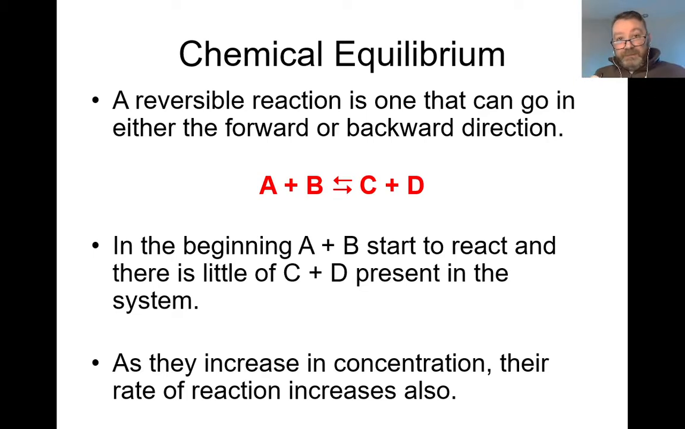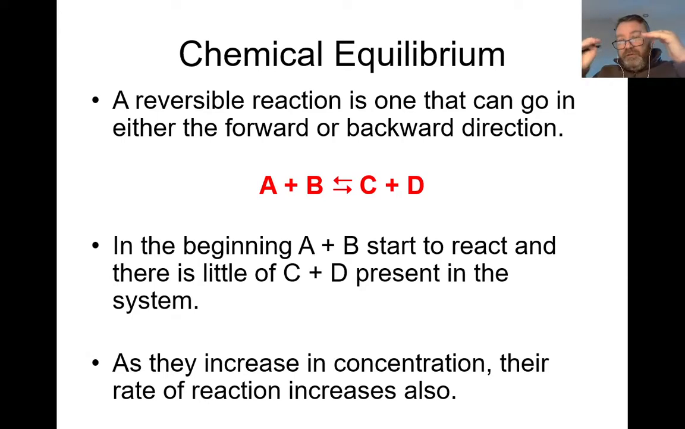When that happens, it appears that the reaction has hung in the balance, because A plus B are producing C plus D at the same rate as C plus D are producing A plus B. So there doesn't appear to be any net loss of A and B, and there doesn't appear to be any net gain of C and D. They appear to reach a concentration and then hang at that concentration.